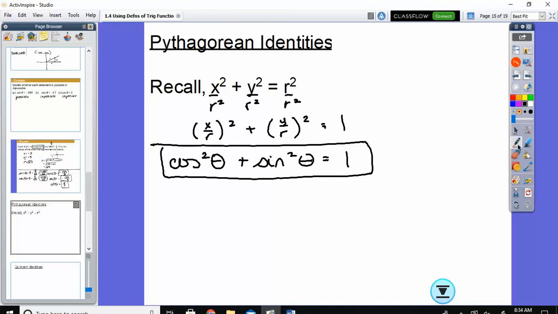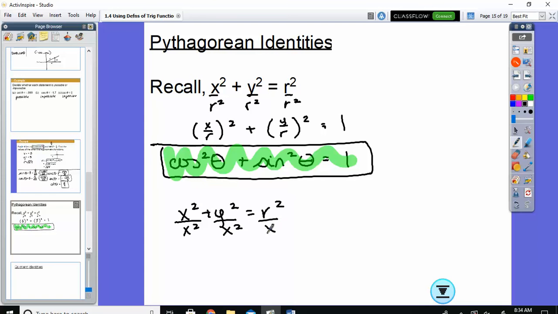So I'll show you how to use this in a minute, but we can get actually 2 more identities from this. So if I went back to the original, let's say instead of dividing by r, I divide by x squared. What's x squared divided by x squared? What's y divided by x?